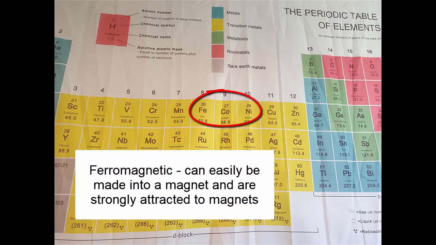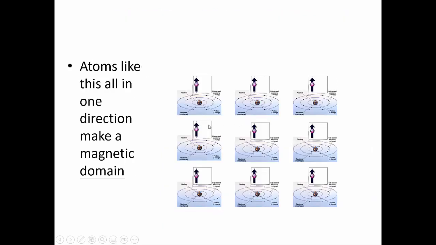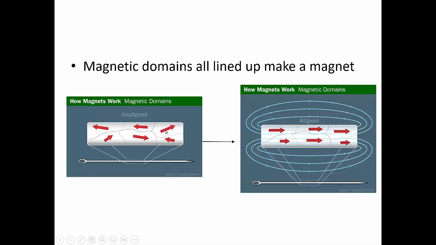These elements are the best because they do have some electrons in set orbitals that are spinning unbalanced, and so they are very good for having a couple of electrons spinning in one direction. So what you need to do is basically get them to line up. Once they all line up, that's called a domain. And so you can see here normally with most substances, the electrons are spinning all around the place.